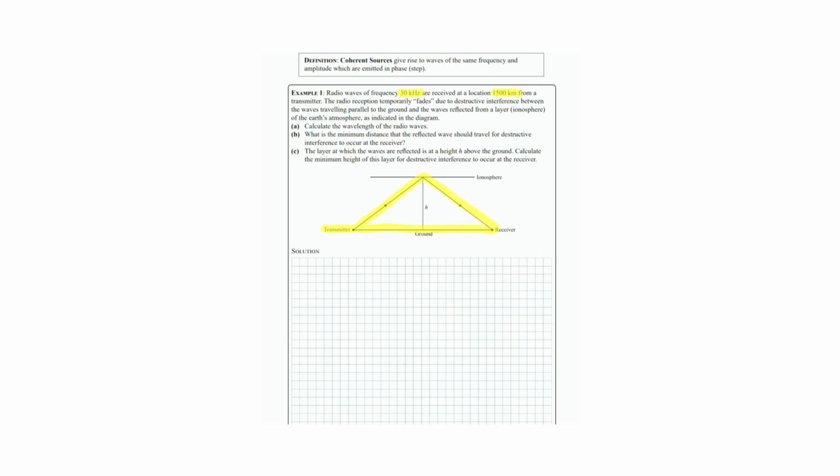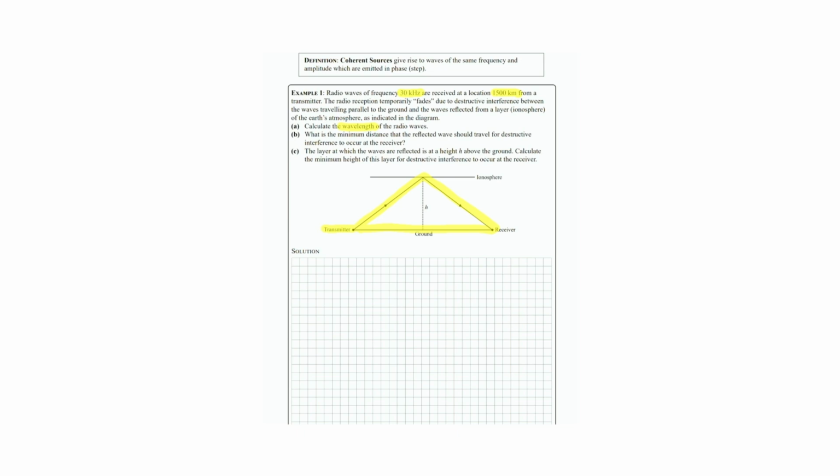You might say to yourself, we've never done the ionosphere, but it doesn't matter. We're just trying to make the question interesting. The ionosphere is a band of particles high up in the Earth's atmosphere that acts like a mirror to the radio waves. So what they want you to do, first of all, in part A, is to calculate the wavelength of the radio waves.